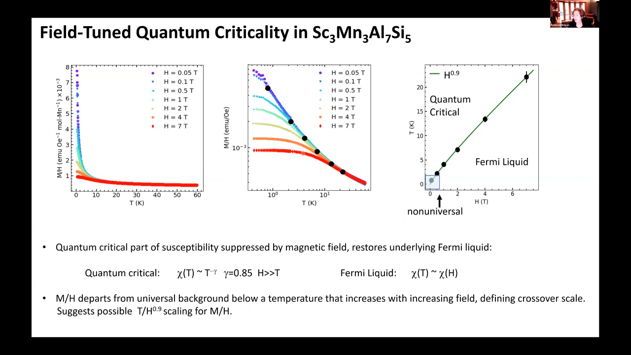And eventually, at the highest fields, the susceptibility becomes independent of temperature. That should be familiar to you because that is the behavior of a conventional metal, not a quantum critical system. So we can largely separate these data into data that are above, let's say, this black point, where we see a divergence of the susceptibility, and the data below the black point, where we see increasingly a temperature-independent susceptibility.